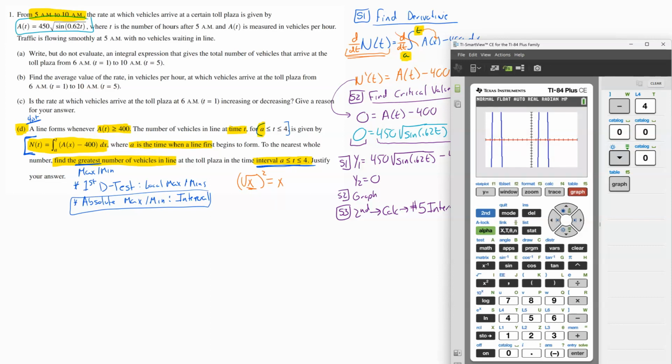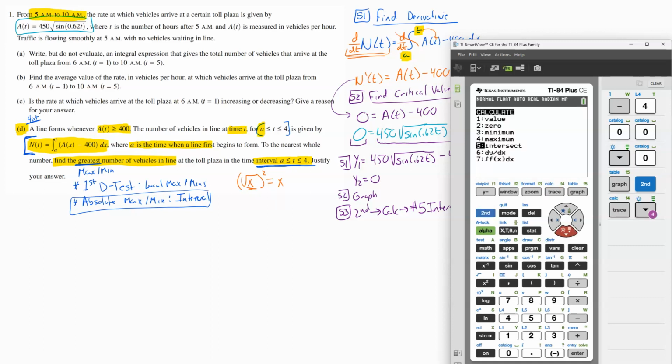And so we know that those two intersects on the right are going to be our critical values. So now I'm going to hit second, calc. I'll choose the number 5 option in that menu, which is intersect. The calculator at the bottom of the screen is now going to ask us a series of 3 questions. The first 2 questions I could really care less about. It's saying, is that the first curve? Yep, that's the first curve. Go ahead and hit enter. It's then going to move automatically to the second curve for you and say, is that the second curve? Yep, that's the second curve. Go ahead and hit enter.